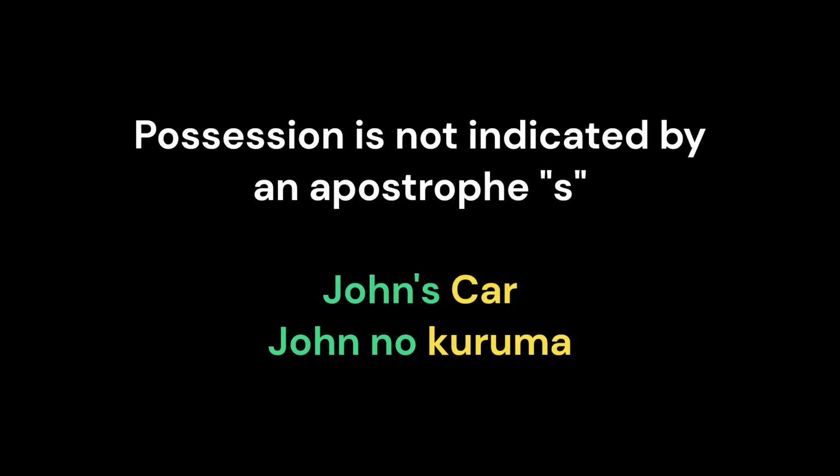Possessive forms are also different in English and Japanese. In English, apostrophes are used to indicate possession, such as John's car or the dog's bone. In Japanese, however, the particle no is used to indicate possession. For example, ジョンの車 means John's car.